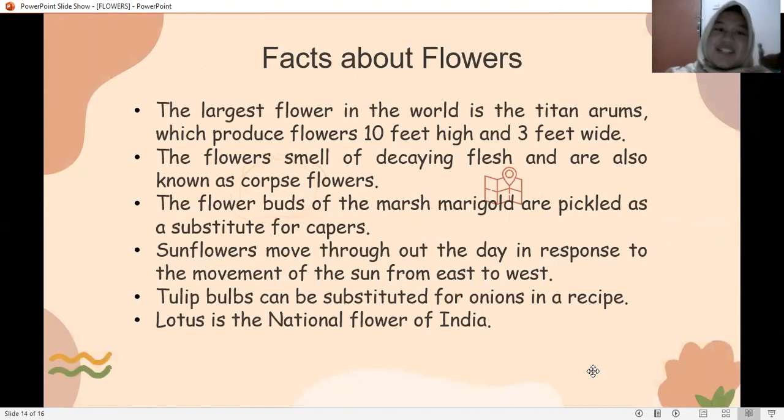Facts about flowers. The largest flower in the world is the arum, which produces flowers 10 feet high and 3 feet wide. The flower smells of decaying flesh and is also known as the corpse flower. The flower buds of the marsh marigold are pickled as a substitute for capers. Sunflowers move throughout the day in response to the movement of the sun from east to west. Tulip bulbs can be substituted for onions in a recipe. Lotus is the national flower of India.